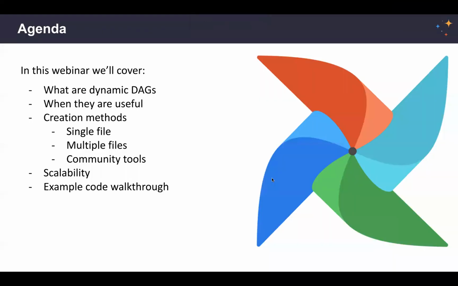So just some housekeeping, a bit of an agenda first. I'm going to run through some slides at the beginning that'll talk about what are dynamic DAGs, when you might want to use them, as well as a couple of methods that we've seen commonly used for creating them. We'll talk about some drawbacks as well, so they're not a perfect solution in certain cases. And then finally, I'll go through some example code to highlight these topics in more depth. Like Raj said, we'll leave plenty of time at the end for Q&A. Feel free to throw those questions in the chat at any point throughout.